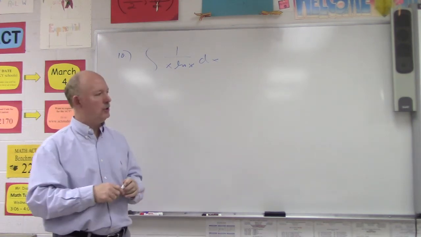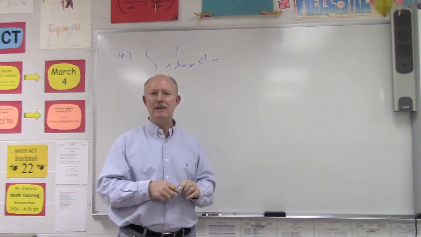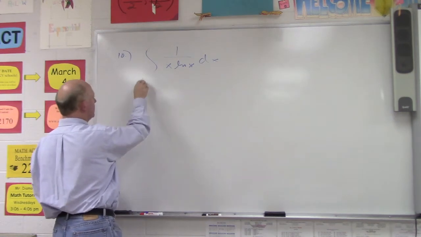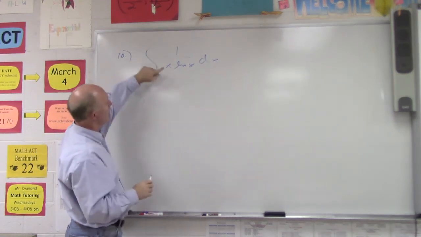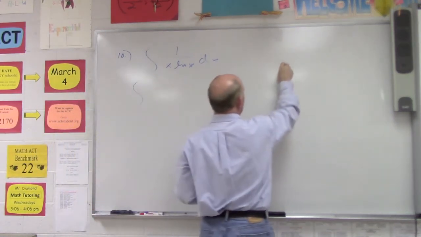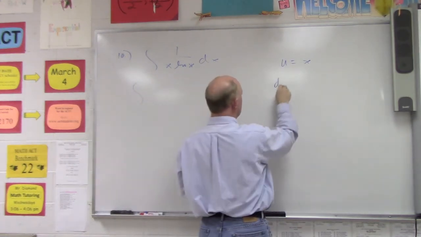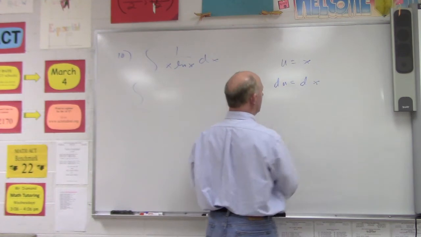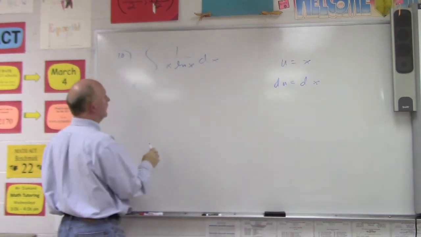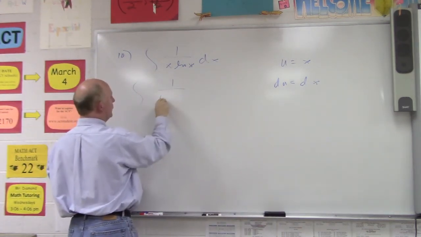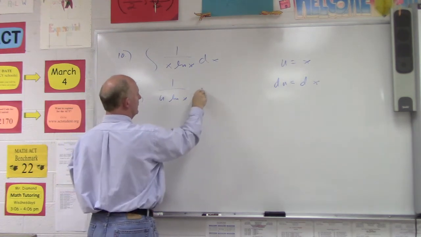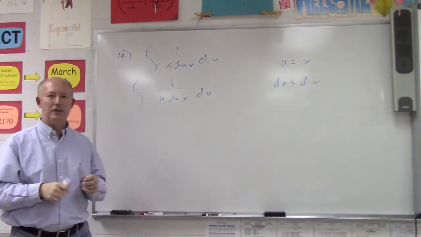So what could we let u be equal to here? We're going to use u substitution. Let me do a little investigation here. Let's let u equal x. Let's see if this will work. It gives us du equals dx, which gives us 1 over u natural log x du. Now we're stuck with that natural log x.